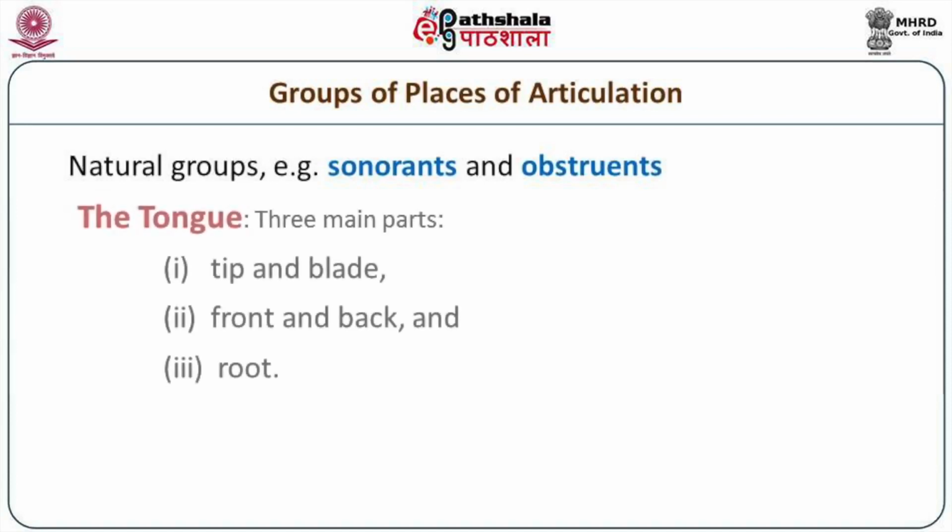There are three main parts of the tongue involved in producing the consonant sounds. One, the tip and the blade of the tongue. Two, the front and the back of the tongue. And three, the root of the tongue.